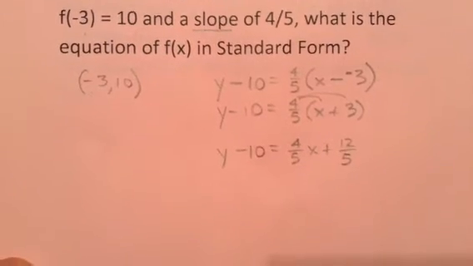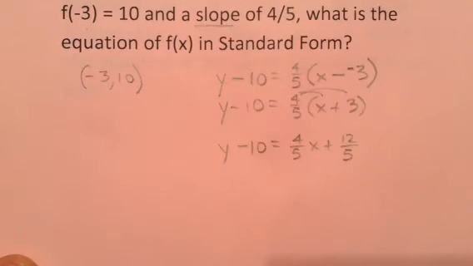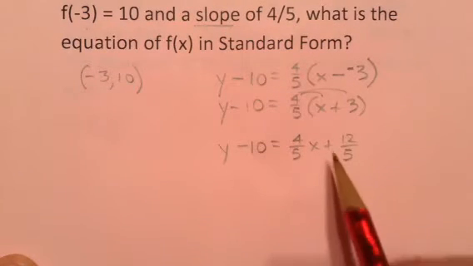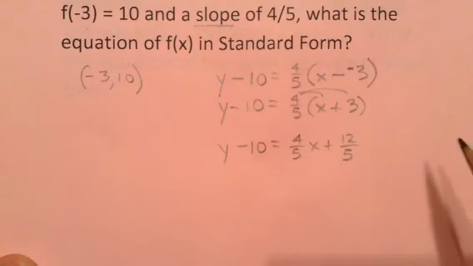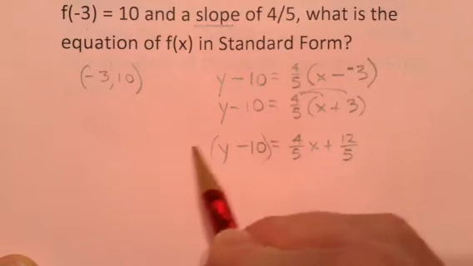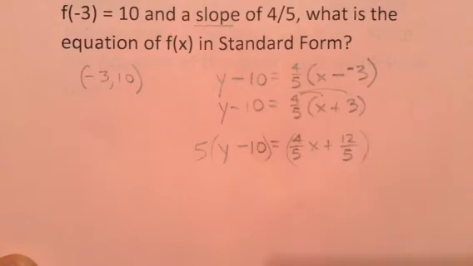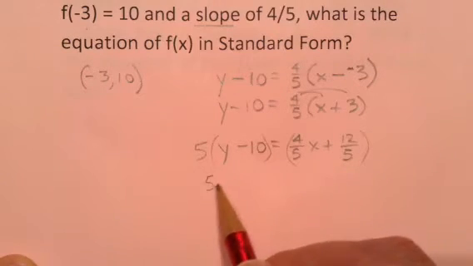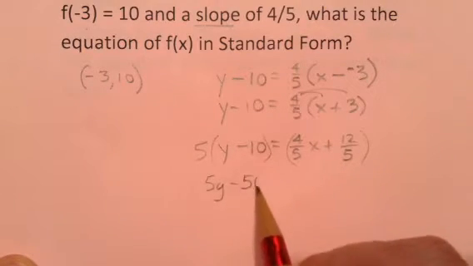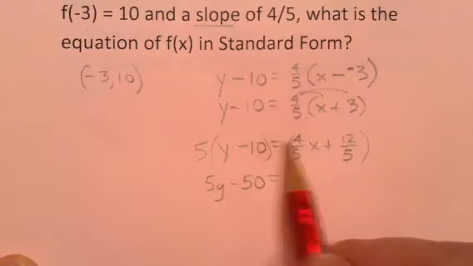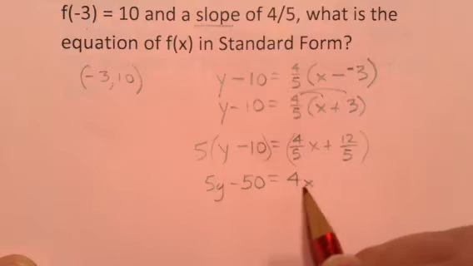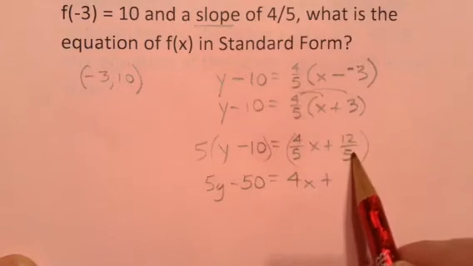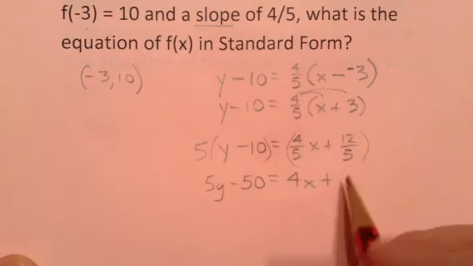Okay. Standard form is ax plus by equals c. I'm going to multiply everything by my denominator, which is going to be a 5. I get 5y minus 50. Even over here, 4/5 of 5, the 5's will cancel, leaving 4x. Distribute this and multiply, the 5's will cancel, leaving a 12.